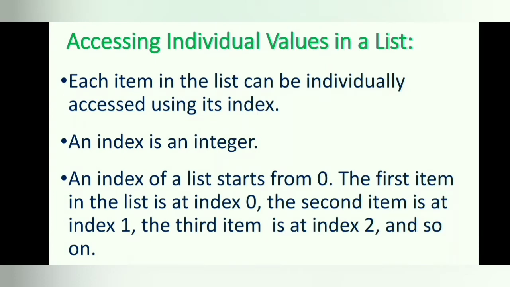Accessing individual values in a list. Each item in the list can be individually accessed using its index. An index is an integer. An index of a list starts from 0. The first item in the list is at index 0. The second item is at index 1. The third item is at index 2 and so on.